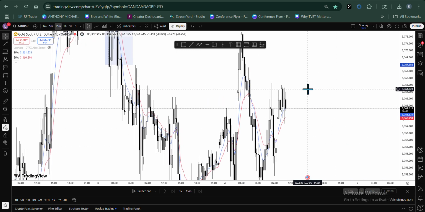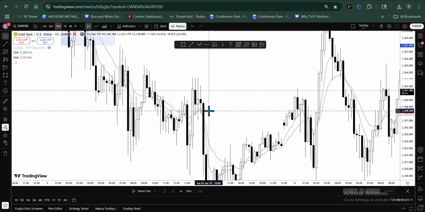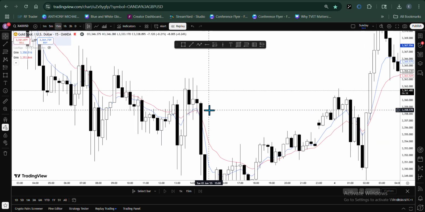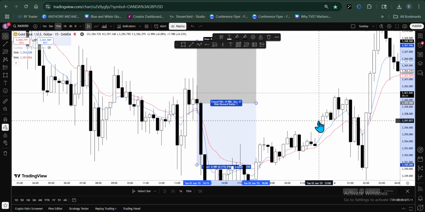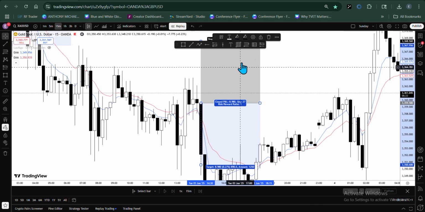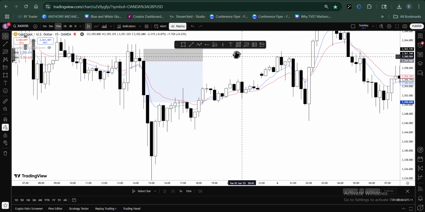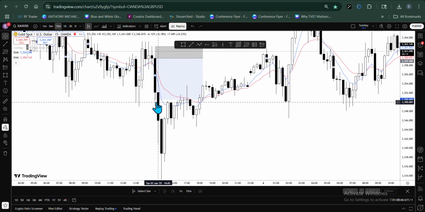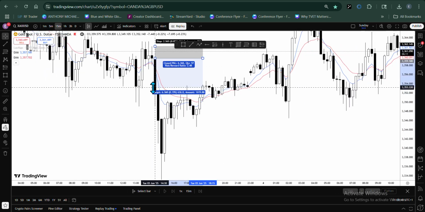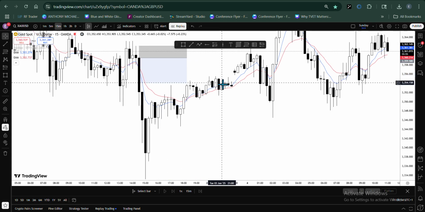I have a cross here. Remember, until you see a cross, there is no entry. This candle is what gives us a cross. We are entering here and we are putting a stop loss here. 1 is to 2. This is even more than that. So we are targeting 1 to get 2.